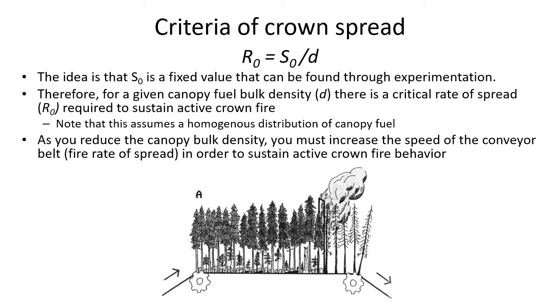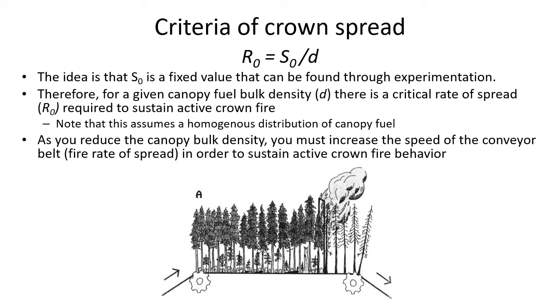So basically the idea here is that there's some set S0, there's some amount of crown fuel that needs to be consumed per second in order to maintain things, and that value isn't going to change. It doesn't matter what the rate of spread is, there's just some set minimum value of fuel consumption required, right? And further, this suggests that a given stand, or a given forest, has some particular canopy bulk density, and based on the amount of crown fuel that exists in the stand, there's an associated rate of spread that would be required to sustain an active crown fire through that stand.